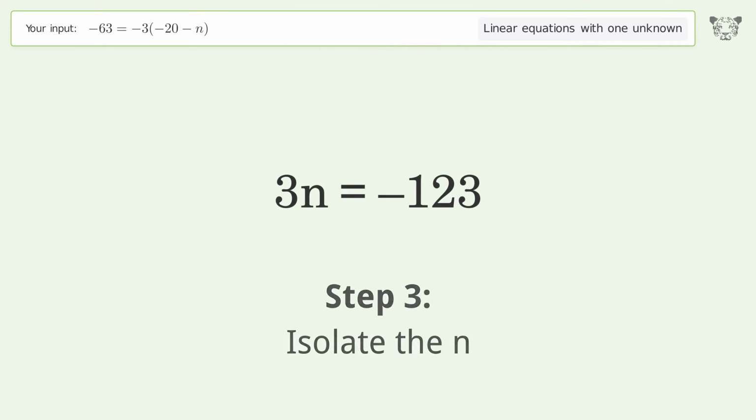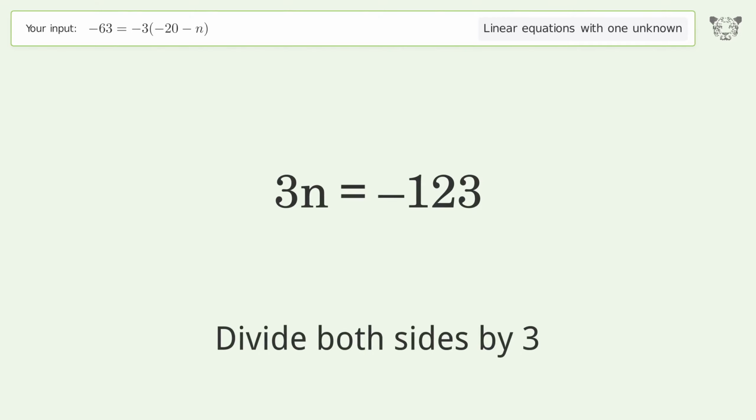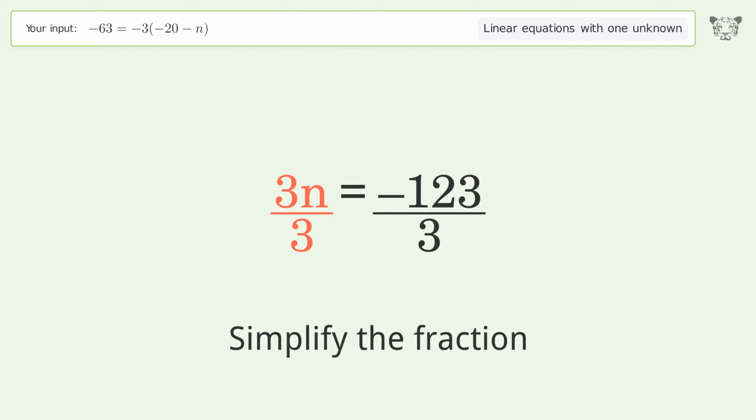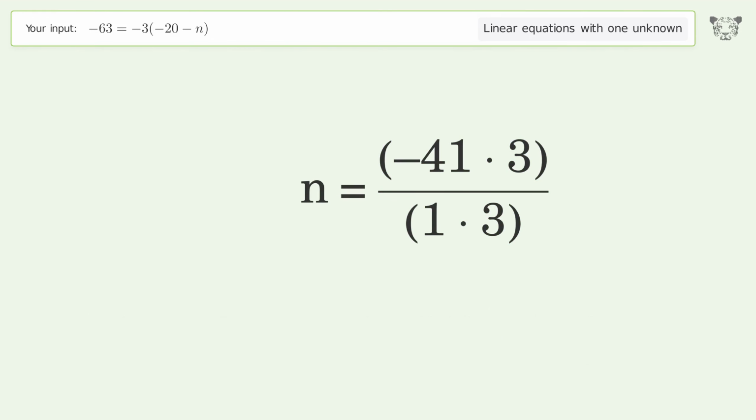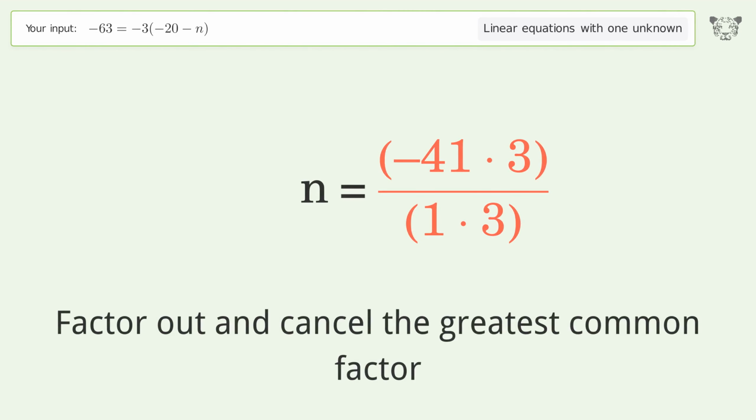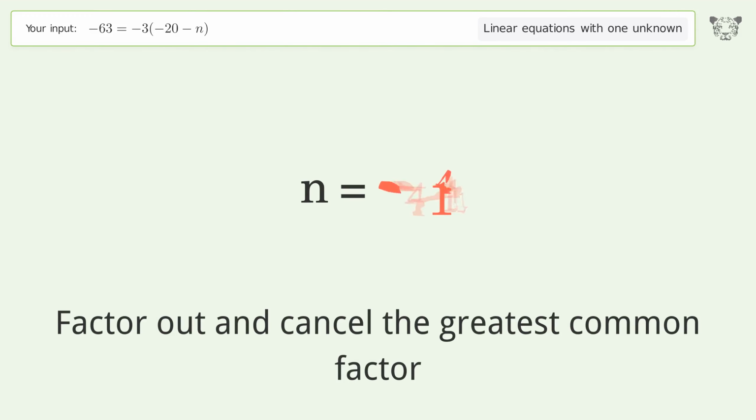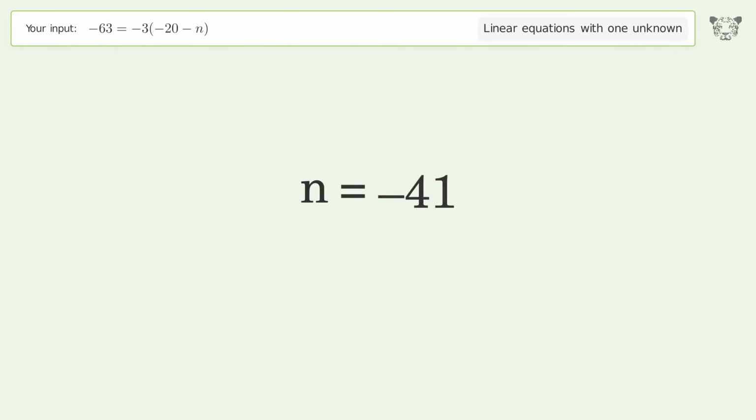Isolate the n. Divide both sides by 3. Simplify the fraction. Find the greatest common factor of the numerator and denominator. Factor out and cancel the greatest common factor. And so the final result is n equals -41.